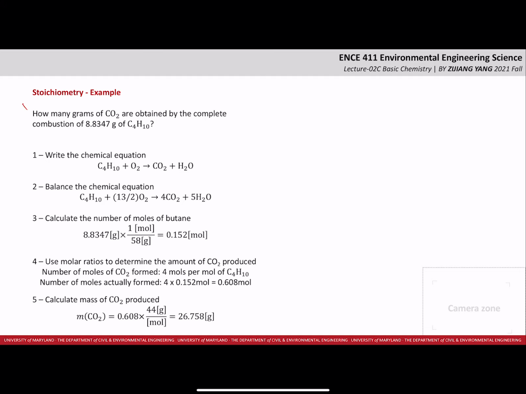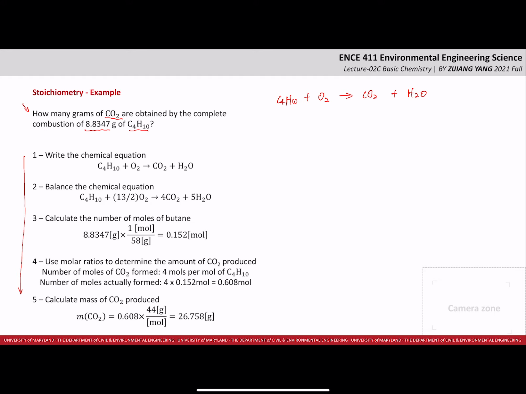So the question is, how many grams of CO2 are obtained by complete combustion of these grams of butane, which is C4H10? So here shows the linear thought, but I will go through it by myself. So first we need to write the chemical reaction. For the butane C4H10, it will have combustion with oxygen, and it will generate CO2 plus water.